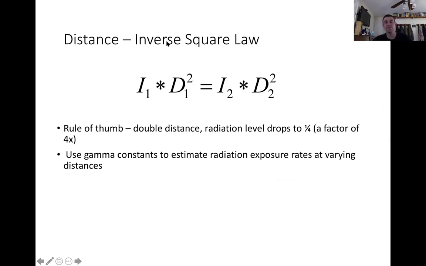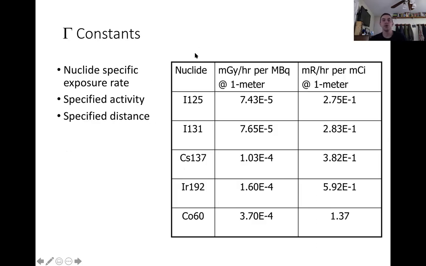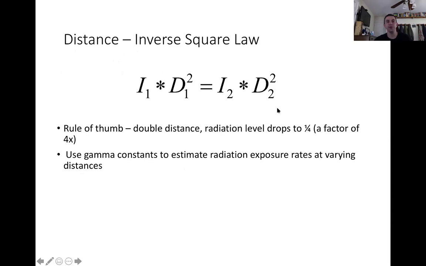The inverse square law is important to be able to do. Remember that if you create a little bit more distance, you reduce the dose by a lot because it's the square law. If you double your distance, it's 4 times less radiation. If you triple your distance, it's 9 times less radiation. This is useful in conjunction with the gamma constants because, remember, it's a certain intensity of radiation at a certain distance. So if you want to know a different distance, you need to be able to manipulate the inverse square law to get to the distance in question.